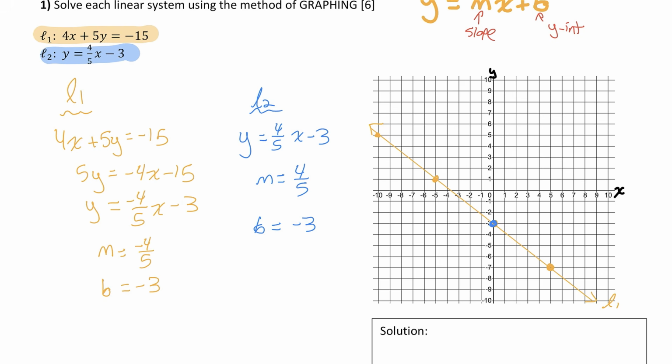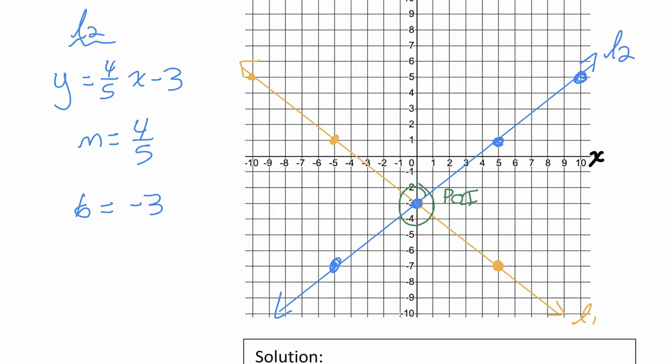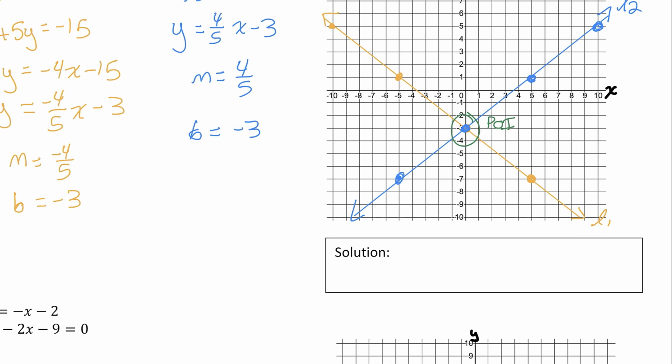So I'll use my slope, my rise over run of 4 over 5. So up 4 over 5, and then down 4, left 5. And there we have it, line 2. And if I zoom in, we can see the point of intersection is right at their y-intercept. So the solution to this system is the point 0, negative 3.